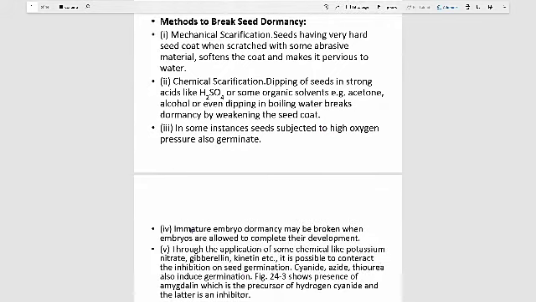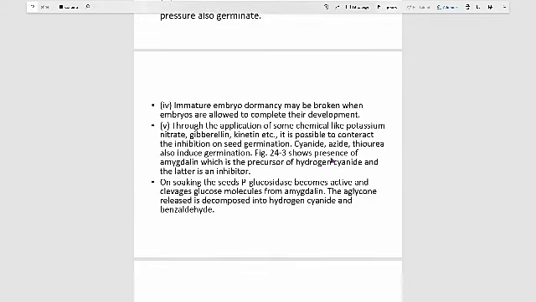Fourth, immature embryo dormancy may be broken when the embryos are allowed to complete their development. Fifth, through the application of some chemicals like potassium nitrate, gibberellin, kinetin, etc., it is possible to counteract the inhibitors on the seed germination. Cyanide, azide, thiourea also induce germination. On soaking the seed, beta-glucosidase becomes active and cleaves glucose molecules from amygdalin. The aglycone released is decomposed into hydrogen cyanide and benzaldehyde.